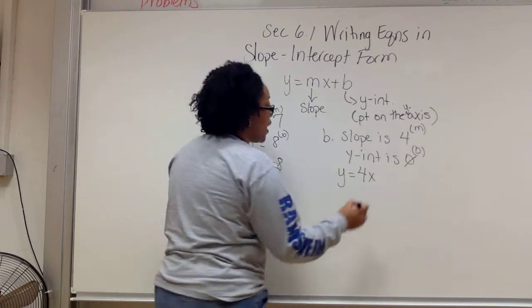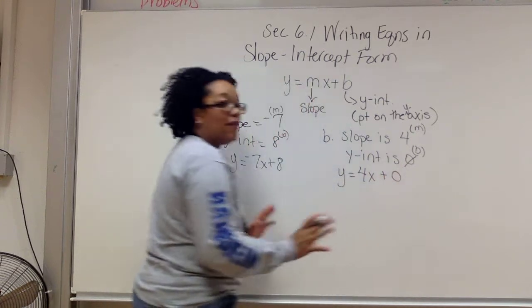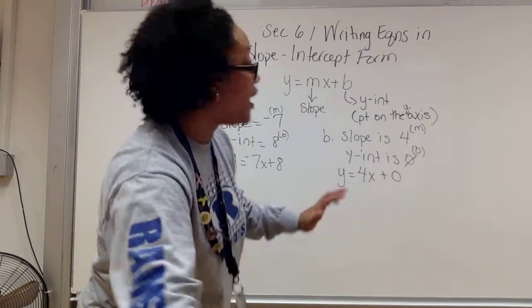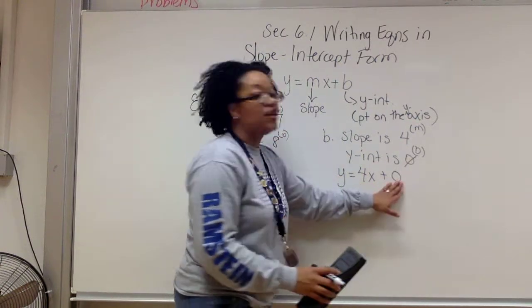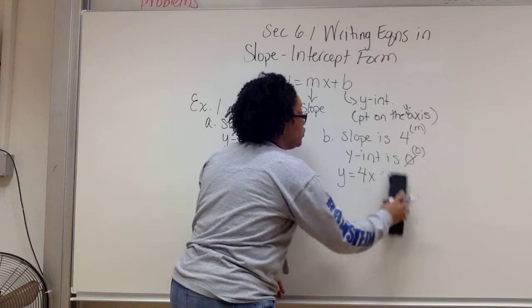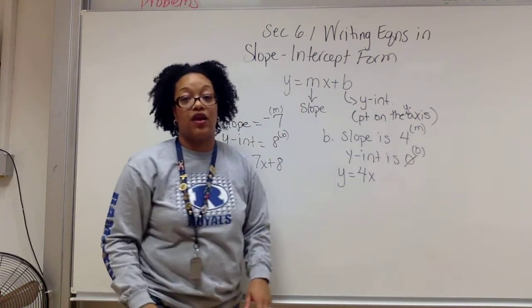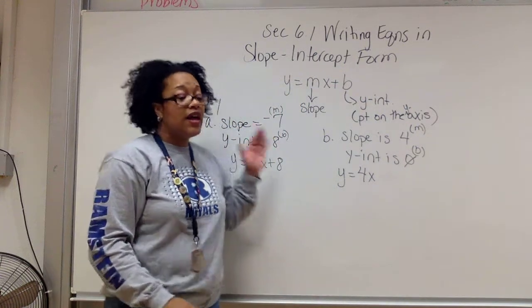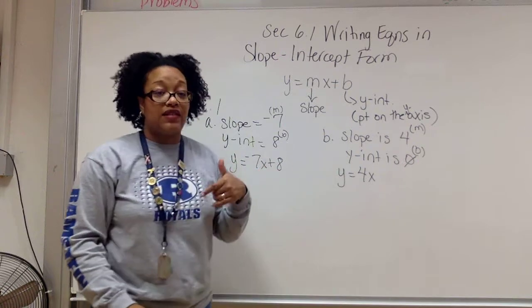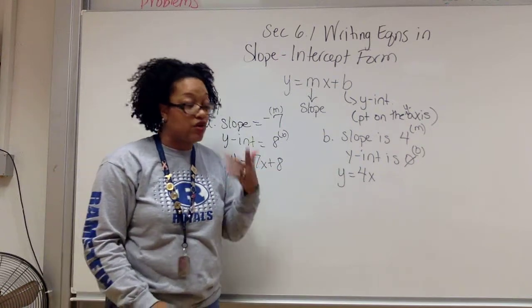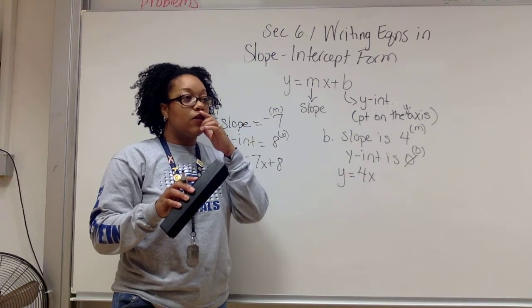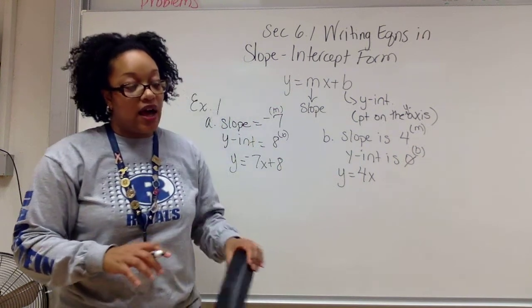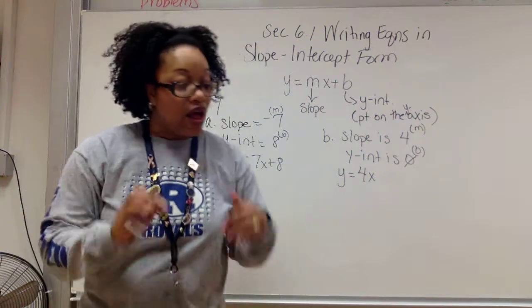Now, if you write y equals 4x plus 0, I'm not going to count it wrong, but you've got to understand that if there's nothing after the x, we already know that the y-intercept is 0, so you can simply write y equals 4x. So this is getting you warmed up. I'm going to stop the video. When we come back, I'm going to show you how to write the equation of a line given the graph.